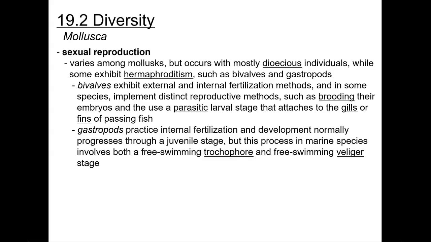With reproduction, it's going to have sexual reproduction that's going to vary among mollusks, but it occurs mostly in dioecious individuals, and some are going to exhibit hermaphroditism, such as the bivalves and the gastropods. Now with the bivalves, they're going to exhibit internal and external fertilization methods. And in some species, they're going to implement distinct reproductive methods such as brooding their embryos, and they're going to use a parasitic larval stage that's going to attach to the gills or fins of passing fish.